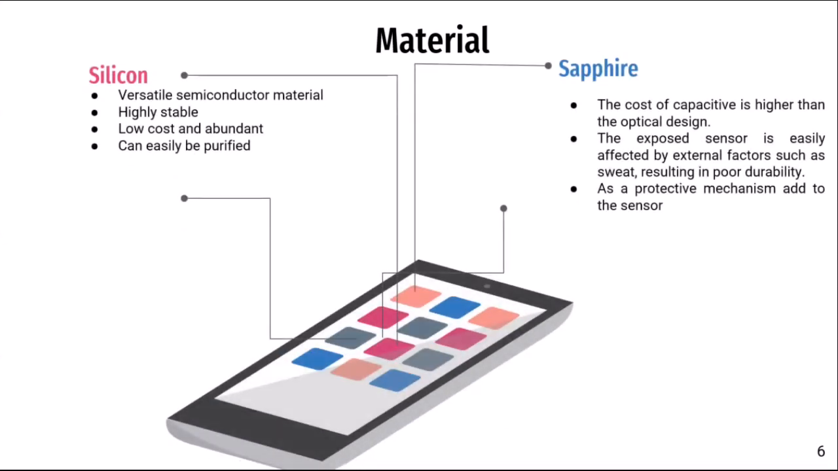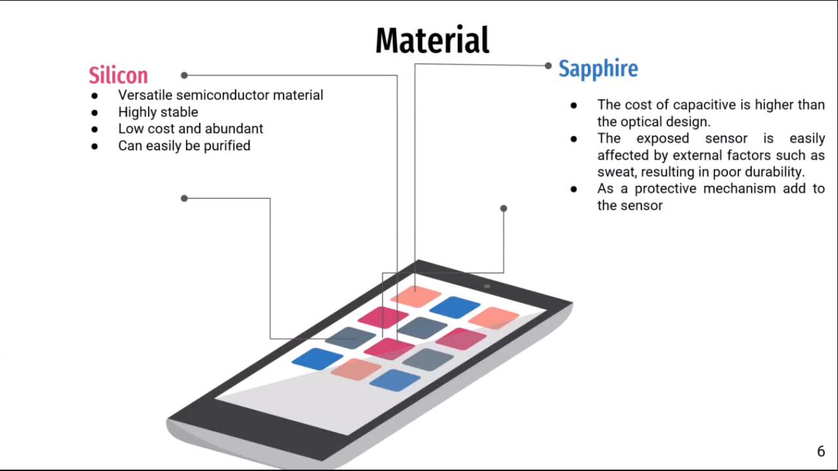For the materials, we usually use silicon and sapphire for the fingerprint sensors, because silicon is highly stable, low cost, and easy to obtain. And the more important one is that it can easily be purified.